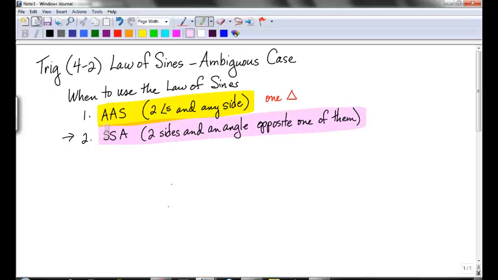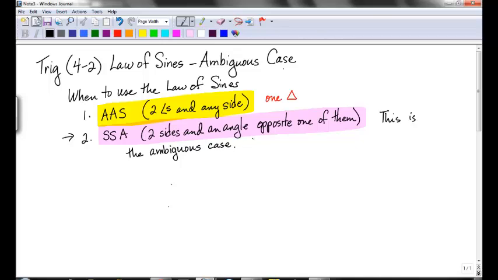Okay, so what we're going to do today is the ambiguous case. We're going to go into the second one where it's 2 sides and an angle opposite one of them. Okay, on this one, you can have 1 triangle, no triangle, or 2 triangles. So this one is the ambiguous case. Is if they give you 2 sides and an angle opposite one of them.